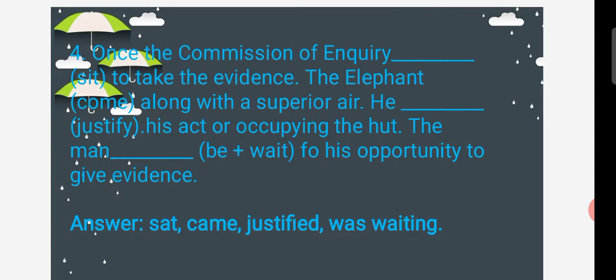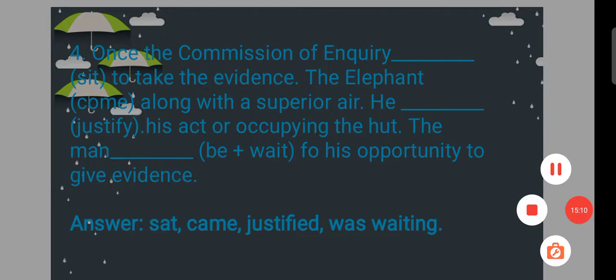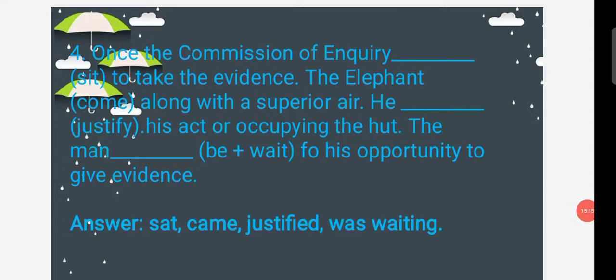The man be. Here be is in the past tense, so was plus waiting. Wait becomes waiting for his opportunity to give evidence. So the answer is, once the commission of enquiry sat to take the evidence, the elephant came along with the superior air. He justified his act of occupying the hut. The man was waiting for his opportunity to give evidence.